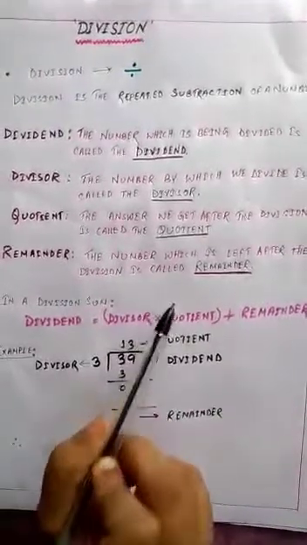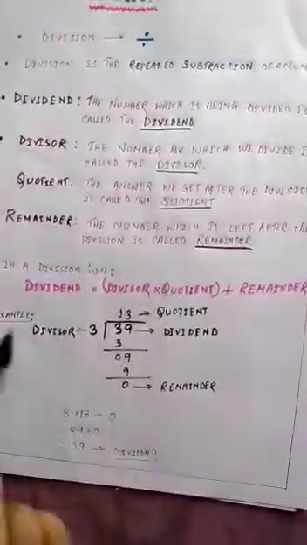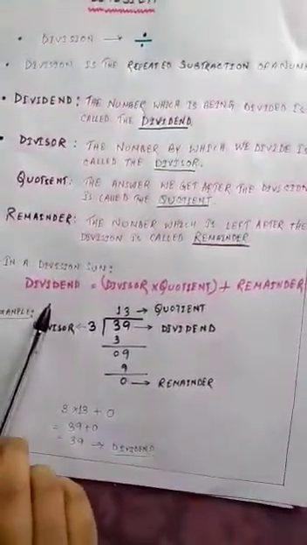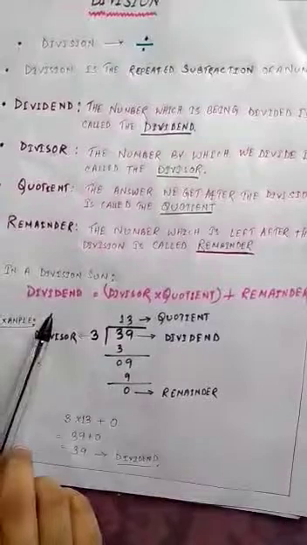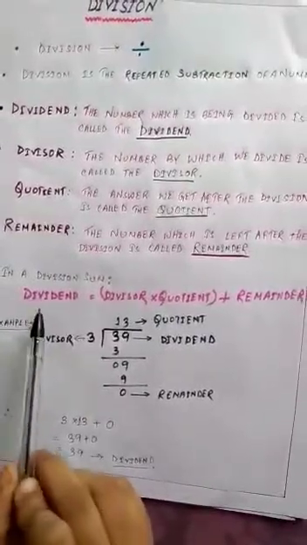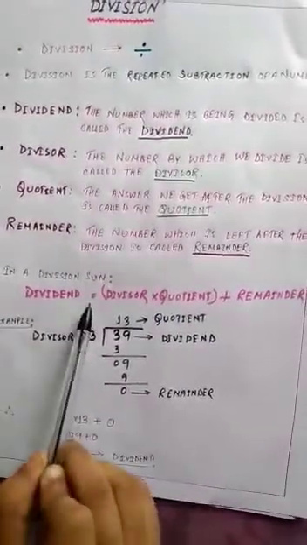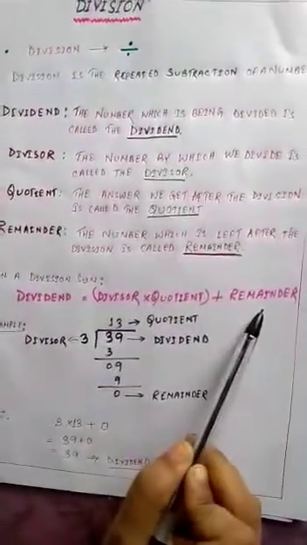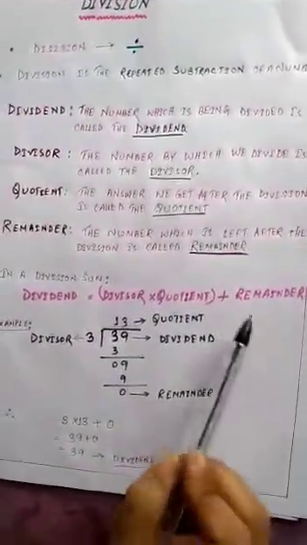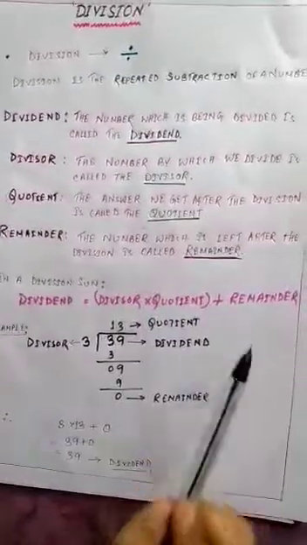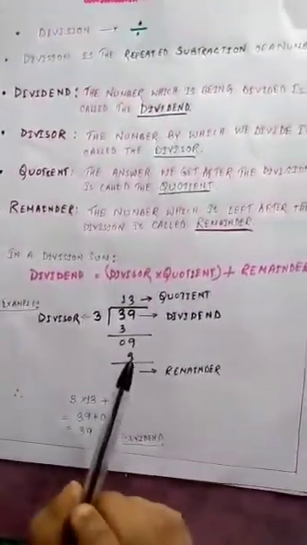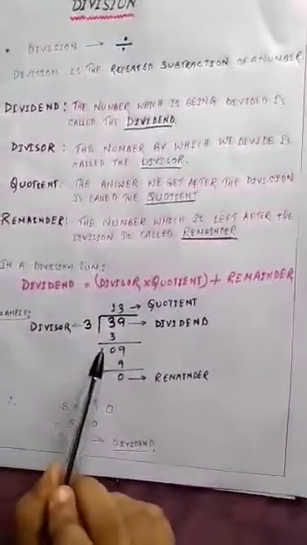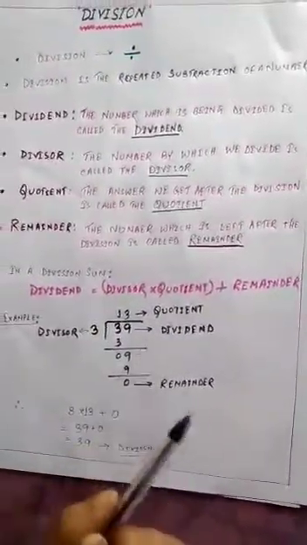Fine, students. One more thing: to check whether a division sum is correct or not, there is a formula. Dividend is equal to divisor into quotient plus remainder. Now we will see an example of a division sum to explain the divisor, dividend, quotient and remainder.